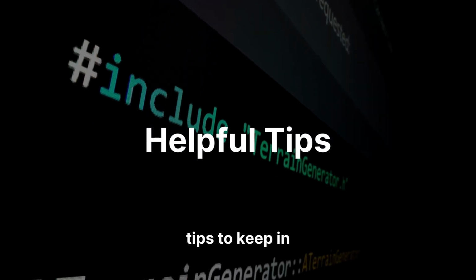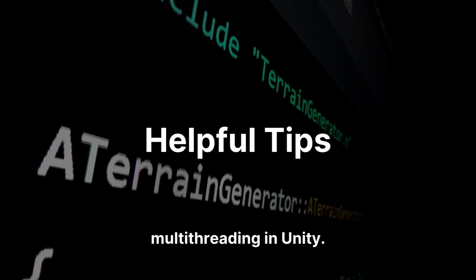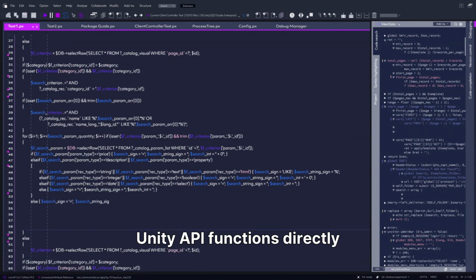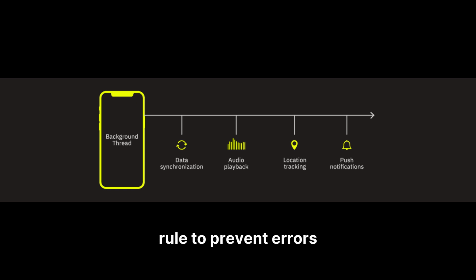Here are some helpful tips to keep in mind when working with multithreading in Unity. First, always avoid calling Unity API functions directly from background threads. This is a fundamental rule to prevent errors and crashes, as Unity's API is not thread-safe.